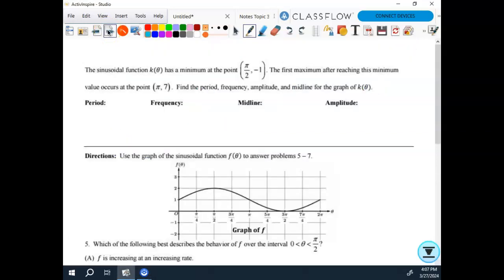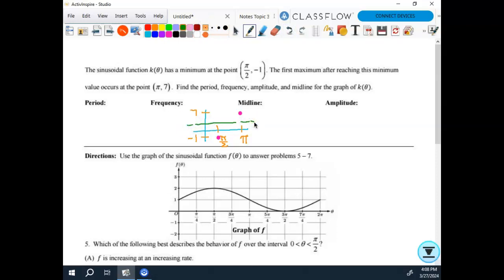Alrighty. Sinusoidal function, okay, we're doing the same type of thing here, so we're going to make a little graph. I have a y value of negative 1, and I have a y value of 7, and an x value of pi halves, x value of pi. So then I'm going to plot my points. Pi halves, negative 1, pi, 7. Okay, so my midline is in here, right around here.